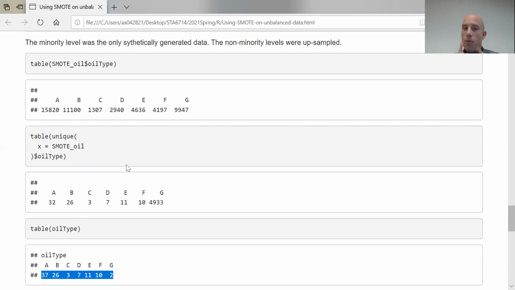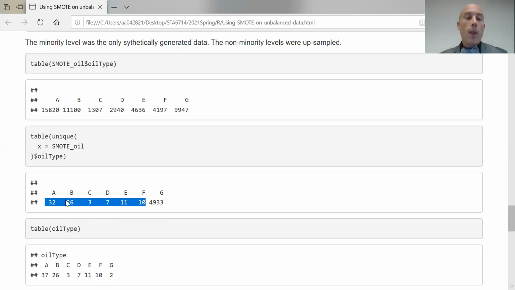Now, there's a catch with this. If I just take the unique observations, I can see that about half, roughly speaking, of the G observations are not unique. And I can see that really what happened for A, B, C, D, E, and F was just upsampling. It was just grabbing the original values over and over and over. So if you're going to use the DMwR package for SMOTE, you have to realize that you're only generating synthetic data for your minority level. The rest are just getting upsampled.